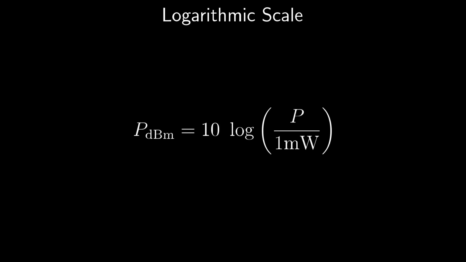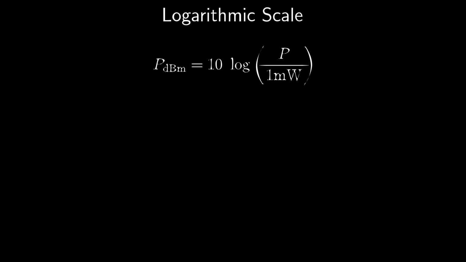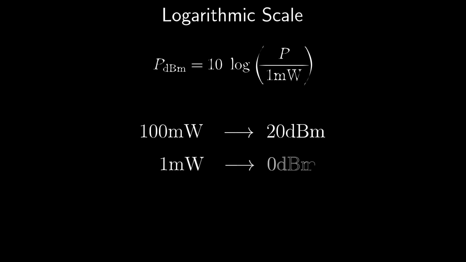power levels. In order to convert some power level into decibel milliwatts, or dBm for short, you just have to take 10 times the decadic logarithm of the signal strength in milliwatts. This way, 100 milliwatts become 20 dBm, 1 milliwatt becomes 0 dBm, and 1 microwatt becomes minus 30 dBm.